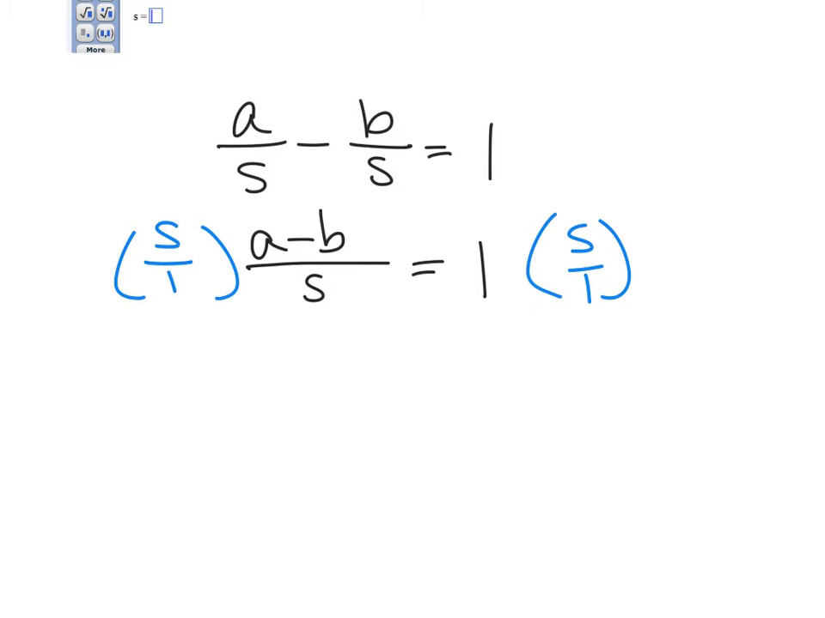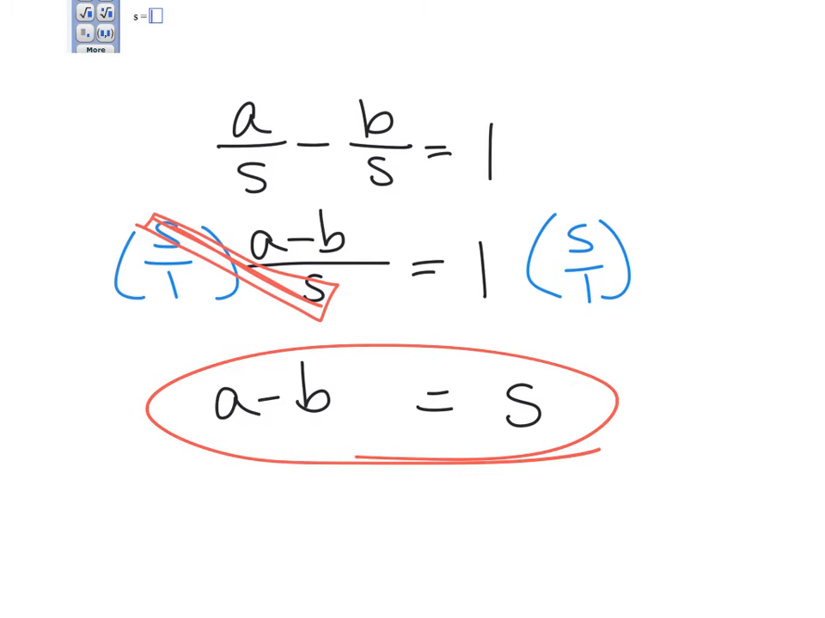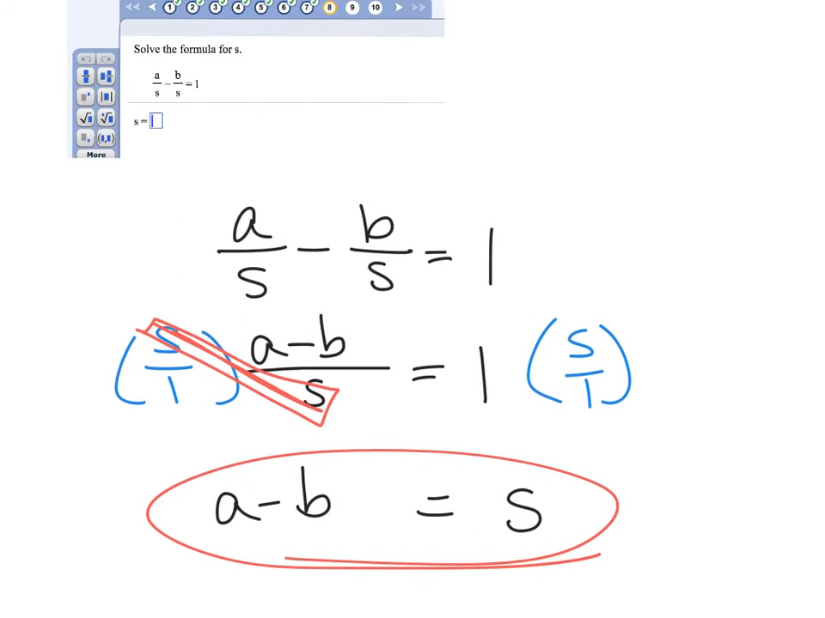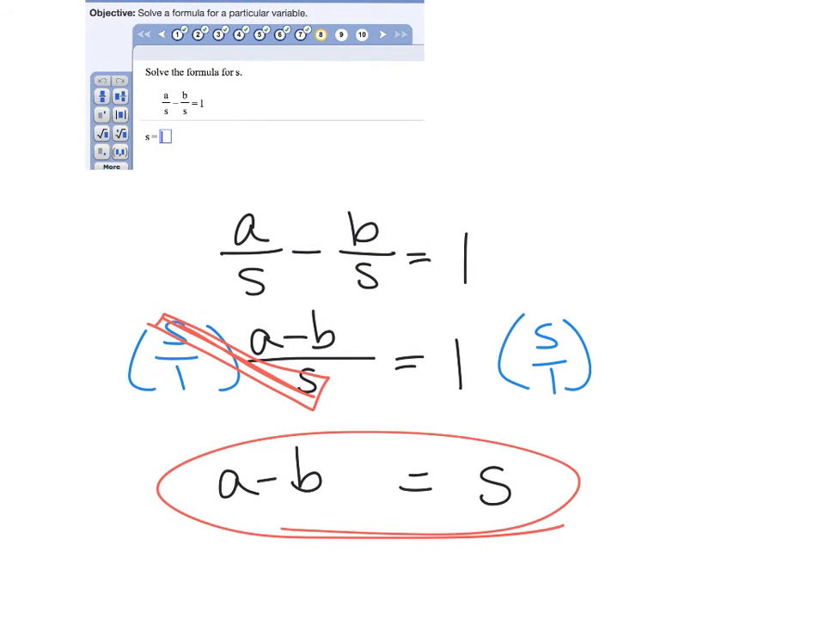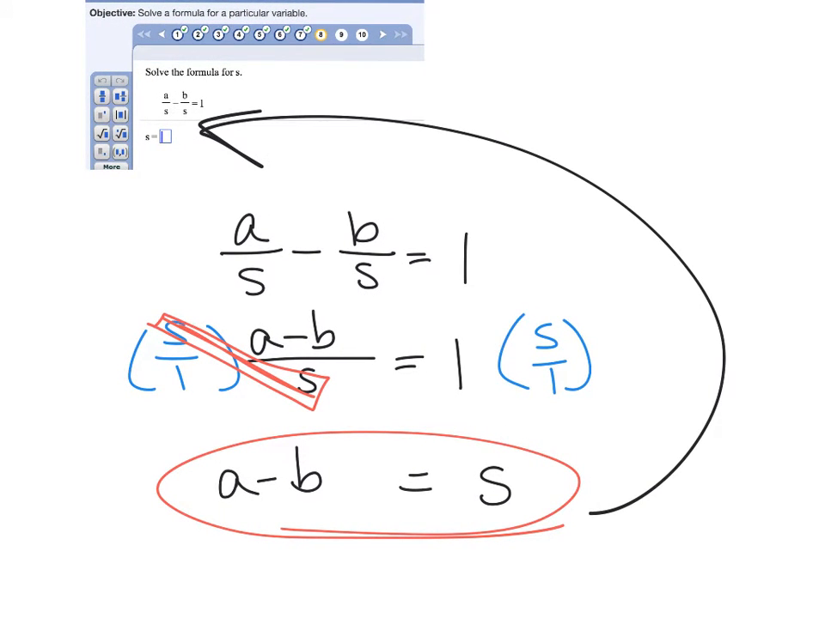And when I multiply both sides by s over 1, that becomes a 1. So the left side ends up being a minus b, because we kind of got rid of the s's. But then all of a sudden an s shows up on this side, it becomes s, because s over 1 times 1, anything times 1 is itself. And so s. And there, hey, look at that, we're done. We have just solved for s. So that wasn't so bad at all. And so you're going to put the answer right there.